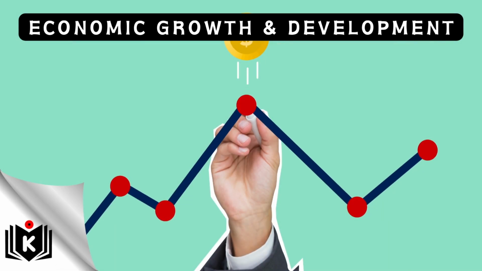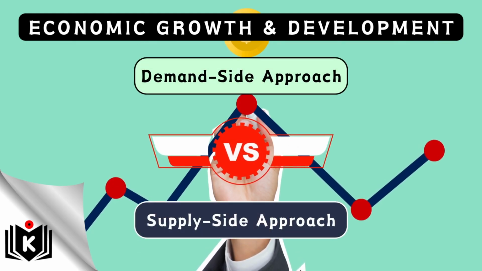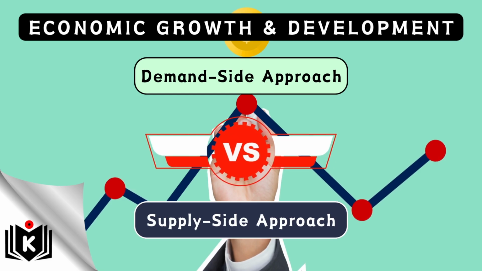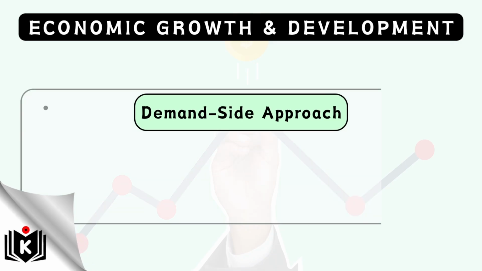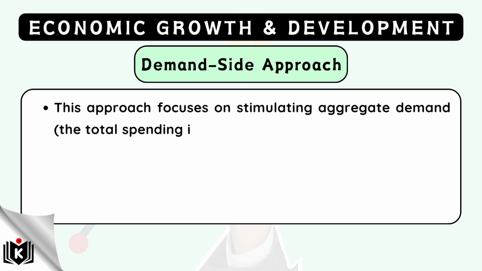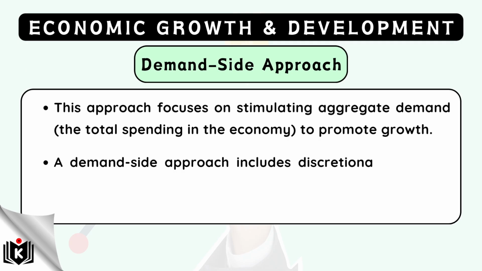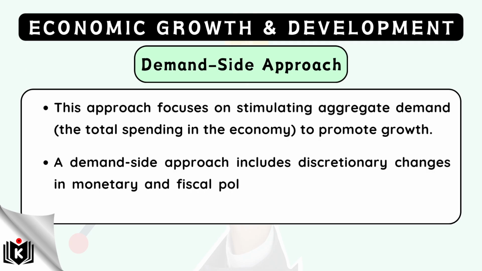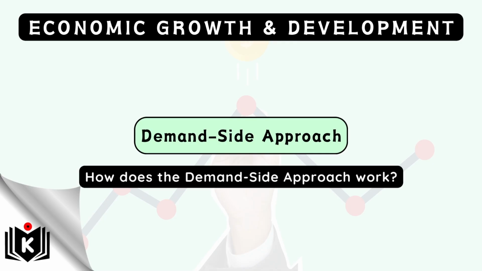Let's now cover the two approaches to economic stimulus: the demand-side approach and the supply-side approach. Starting with the demand-side approach, which was famously associated with economist John Maynard Keynes. This approach focuses on stimulating aggregate demand, which is the total spending in the economy, to promote growth. A demand-side approach includes discretionary changes in monetary and fiscal policies, with the aim of changing the level of aggregate demand.